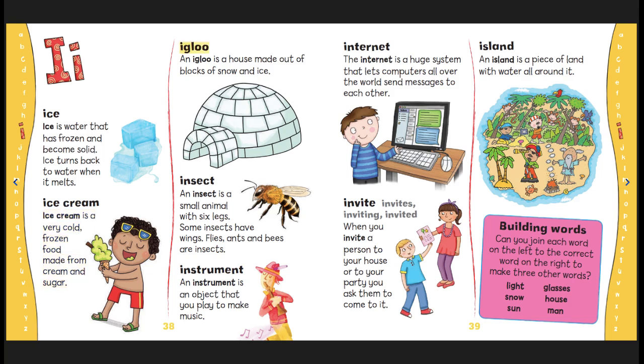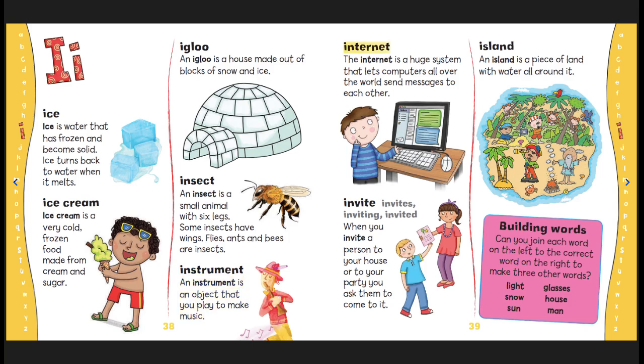Igloo. An igloo is a house made out of blocks of snow and ice. Insect. An insect is a small animal with 6 legs. Some insects have wings. Flies, ants, and bees are insects. Instrument. An instrument is an object that you play to make music.